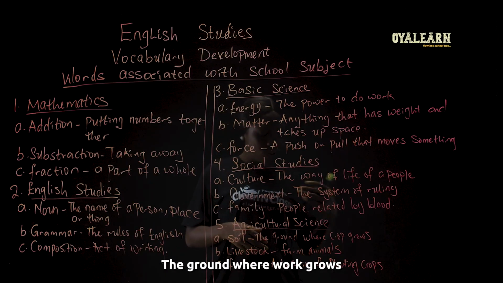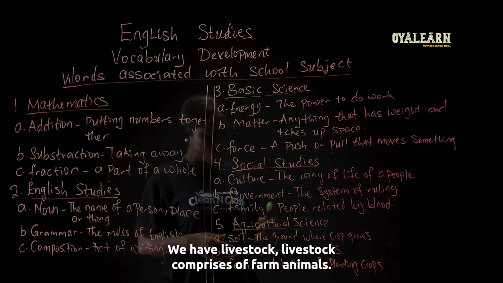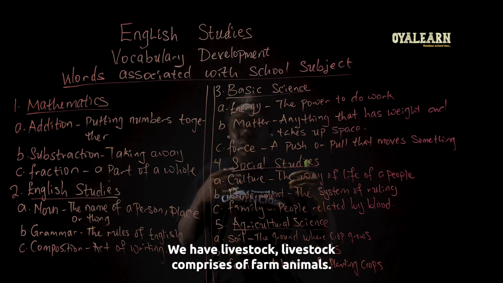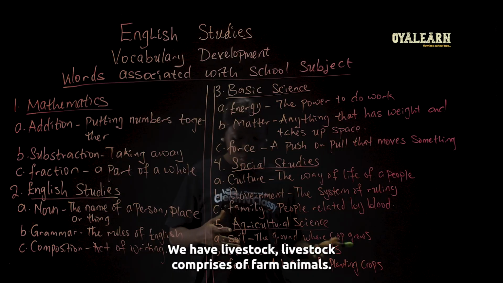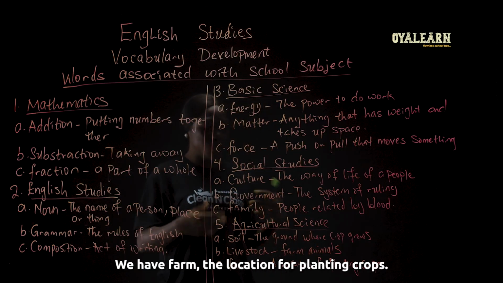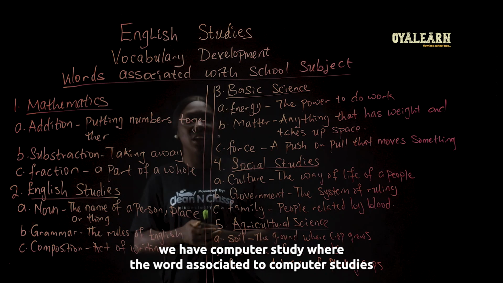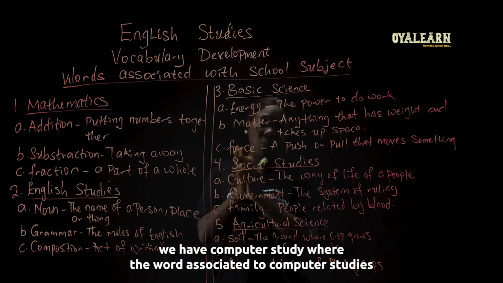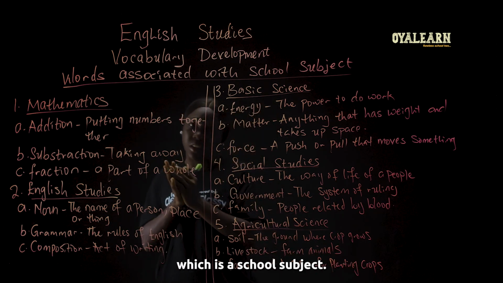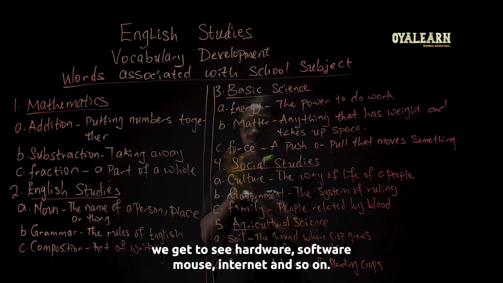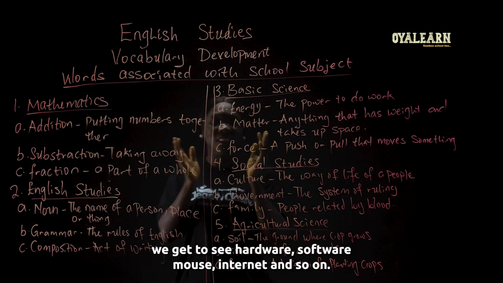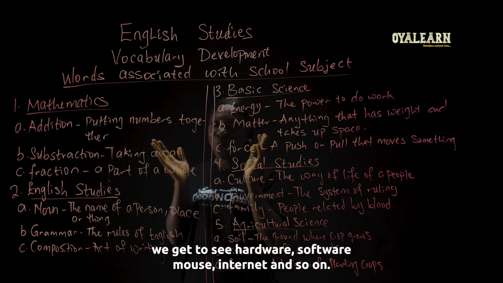soil, the ground where crops grow. We have livestock, comprised of farm animals. We have farm, a location for planting crops. We also have computer studies, where the words associated with this school subject are hardware, software, mouse, internet, and so on.